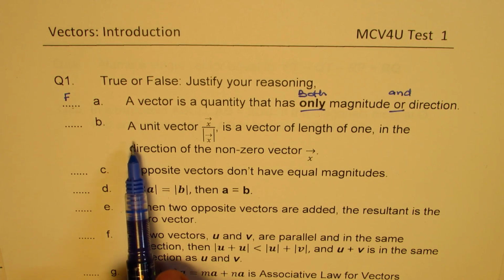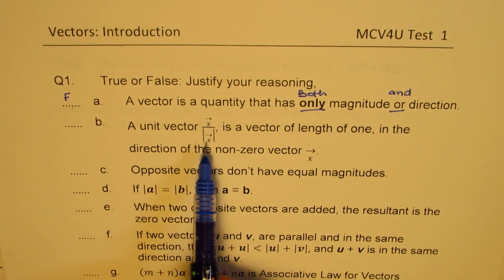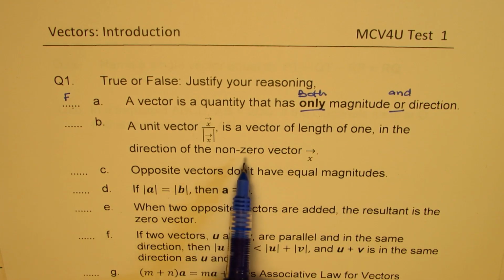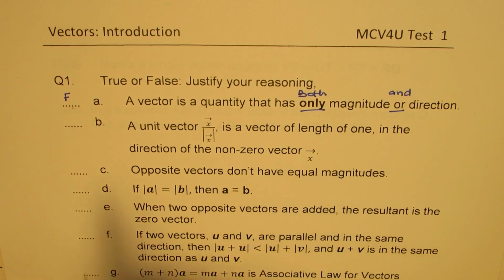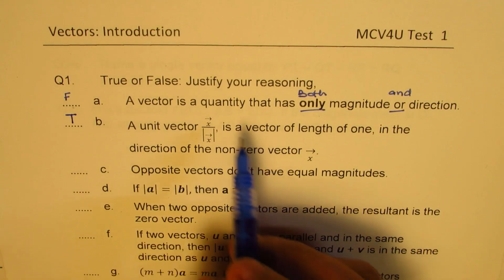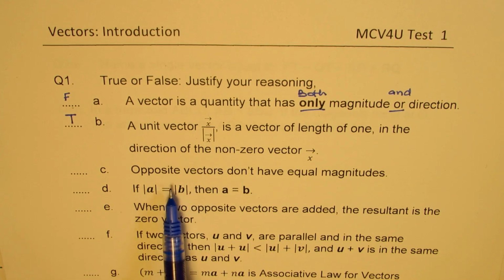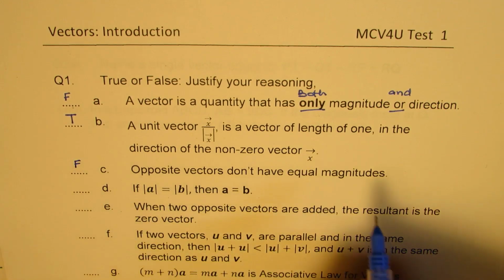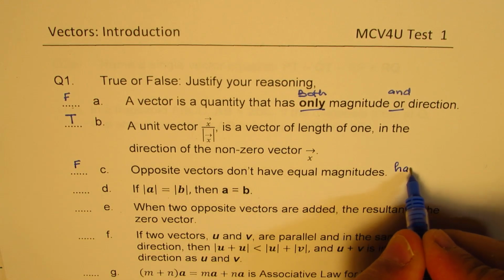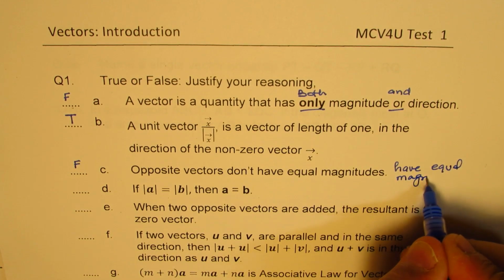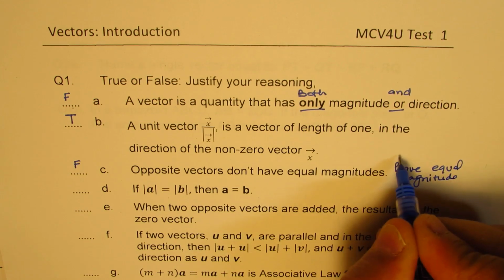Part B. A unit vector, a vector divided by its magnitude, is a vector of length 1 in the direction of the non-zero vector. That is true. So when you divide by the magnitude, you get magnitude one, right? Direction remains the same. Part C. Opposite vectors don't have equal magnitude. This is false. They have equal magnitudes, right?